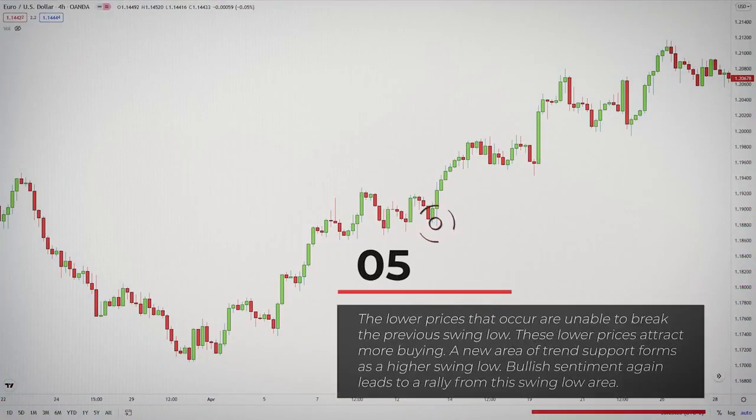The lower prices that occur are unable to break the previous swing low. Rather, these lower prices attract more buying. A new area of trend support forms as a higher swing low. Bullish sentiment again leads to a rally from this swing low area, and the process repeats.